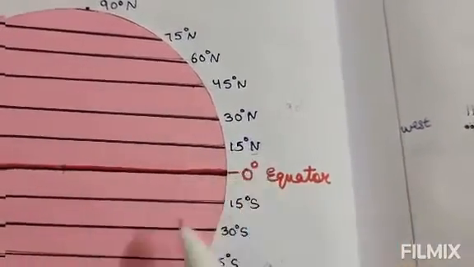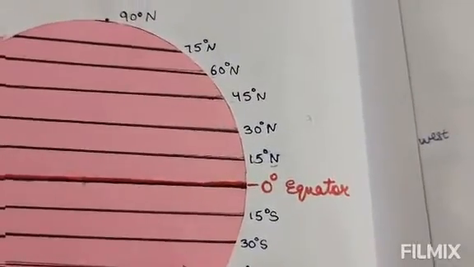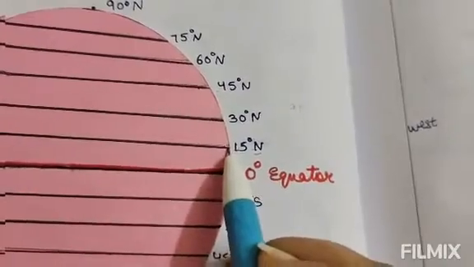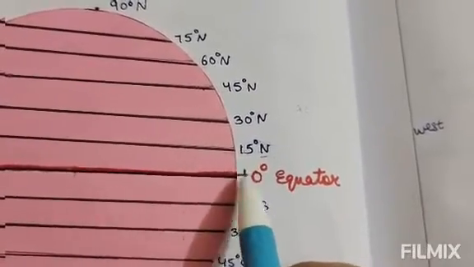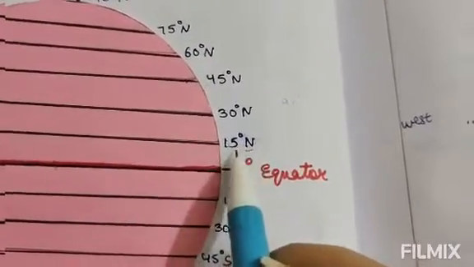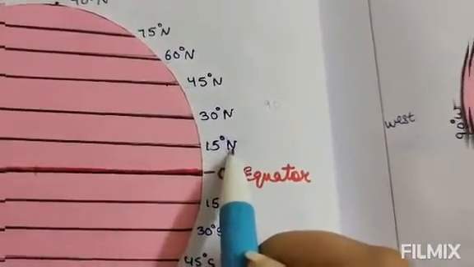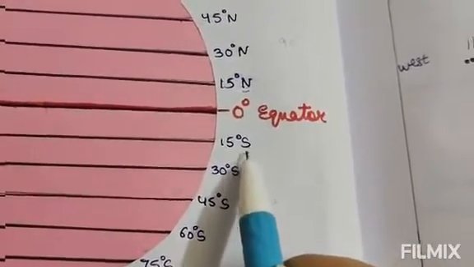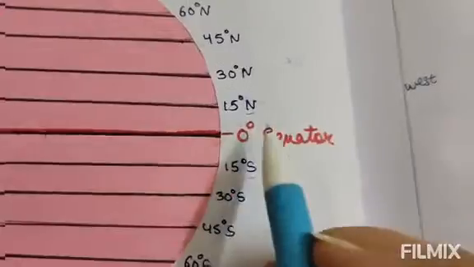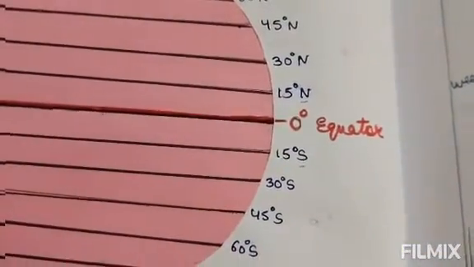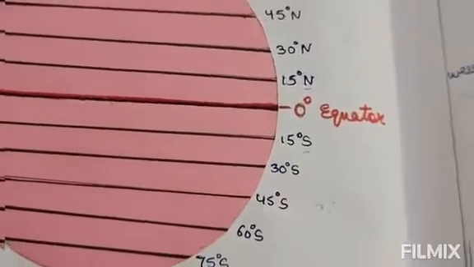Now I have written N. N represents north. 15 degree north. Now between 0 and 15 there are like 14 more lines, like from 1 to 14 more lines. So we will represent these with N. N shows north. 15 degrees south, S represents south. And equator is also a latitude. We count equator also in latitudes.